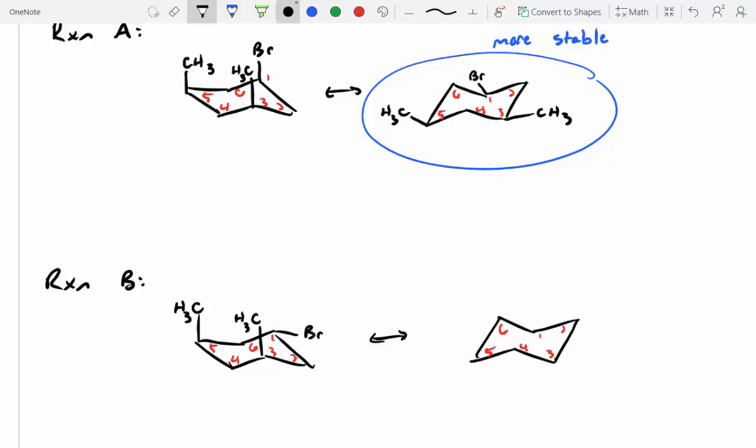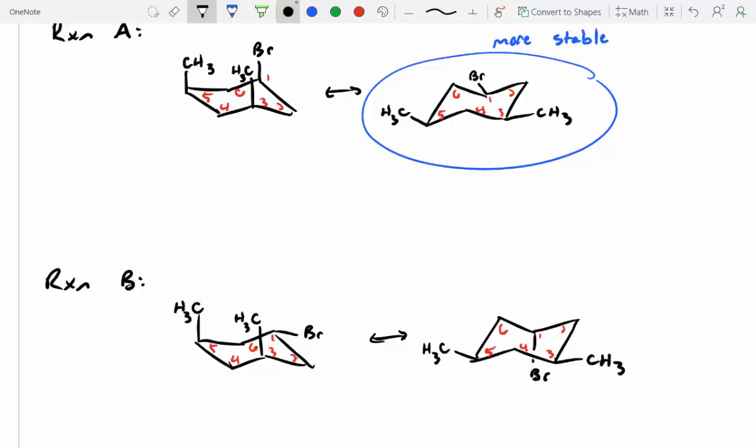However, now this bromine's equatorial instead of axial. So if we do our chair flip, this carbon 5 becomes equatorial. Carbon 3 is now equatorial too. However, in the 1 position, this bromine is now axial and it's underneath.